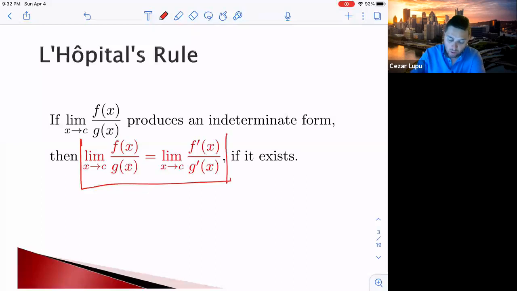So in other words, the limit of the quotient is the same thing as the limit of the quotient of derivatives. But provided that this limit, the limit of the quotient of derivatives, actually exists. So this is a huge assumption. So once again, the limit as x approaches c of f of x over g of x is the limit as x approaches c of f prime of x over g prime of x.